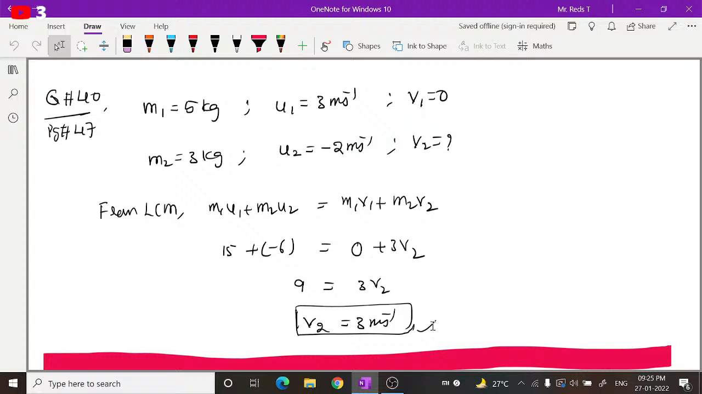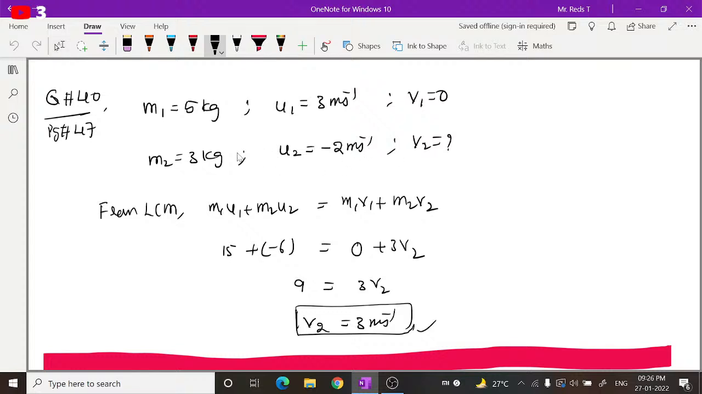The question is, a body of mass 5 kg moving with a speed of 3 meter per second collides head-on with a body of mass 3 kg moving in the opposite direction at a speed of 2 meter per second. The first body stops after the collision. The final velocity of the second body is.